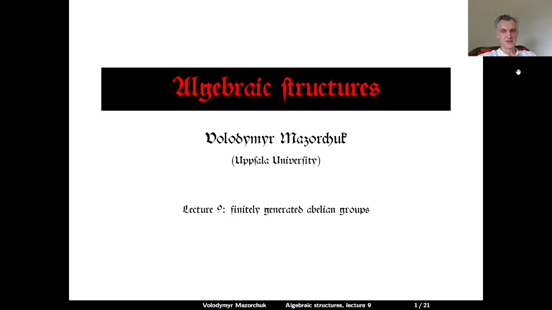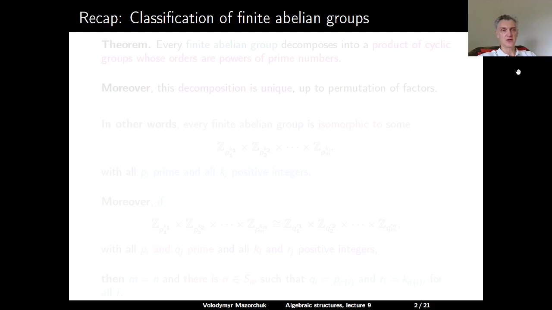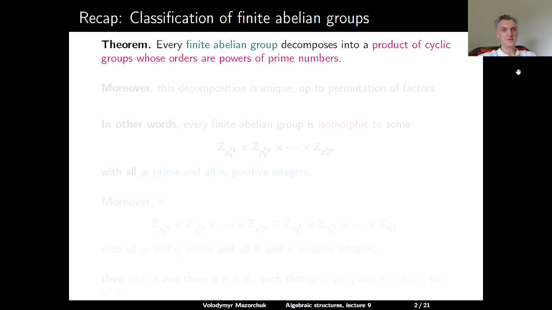Algebraic structures, Lecture 9, Finitely generated abelian groups. Let's recall the classification of finite abelian groups, which we did in the previous lecture. Theorem: every finite abelian group decomposes into a product of cyclic groups whose cardinalities are powers of prime numbers.